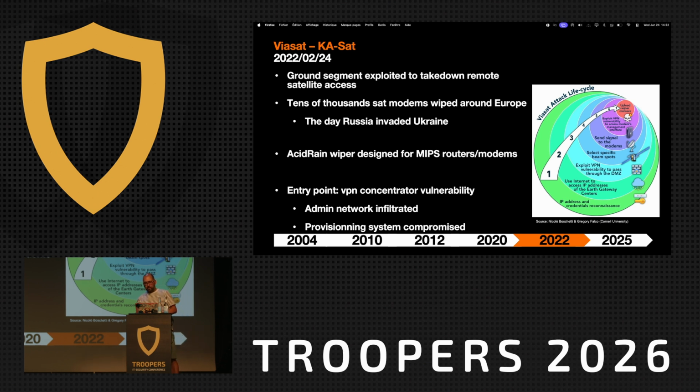Another very interesting attack was the takedown of the Viasat network the day Russia invaded Ukraine. Initial access was through VPN concentrators, and then they took over the provisioning networks, the management networks of the remote modems, and then they deployed a wiper targeting the MIPS architecture the routers were using, so that all the OS of those modems were wiped. This is quite interesting because it shows the kind of damage you can do to a country or to a continent if your admin network is breached and the provisioning system compromised.